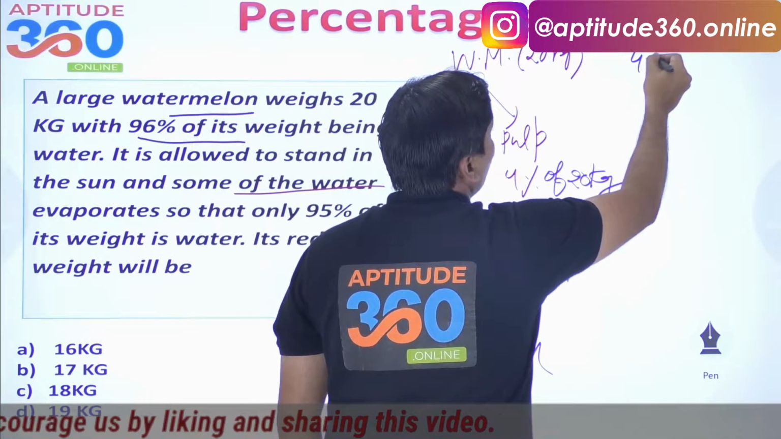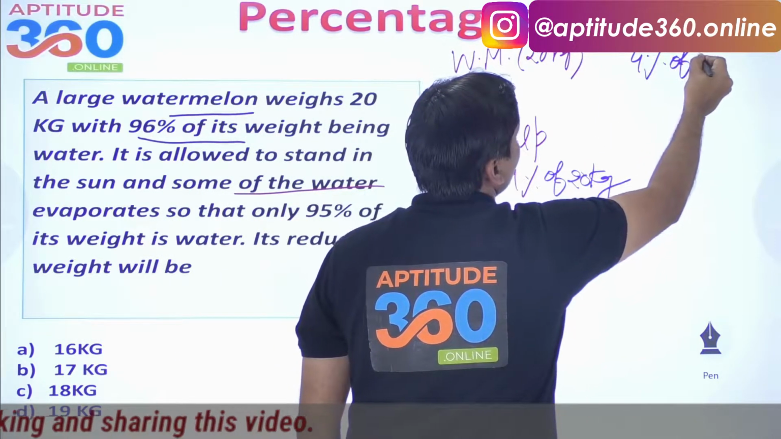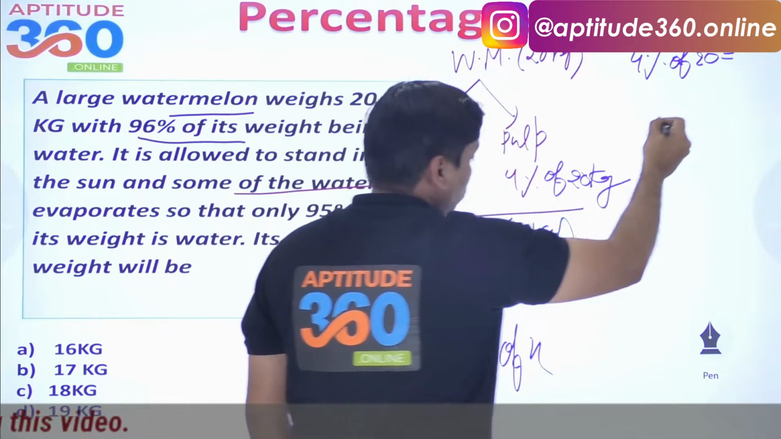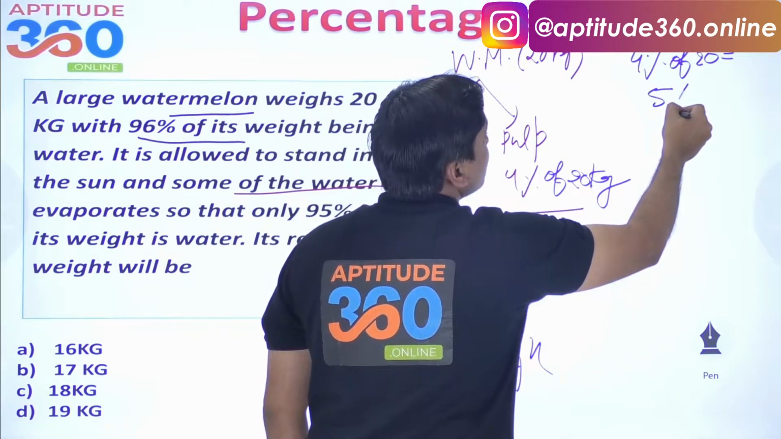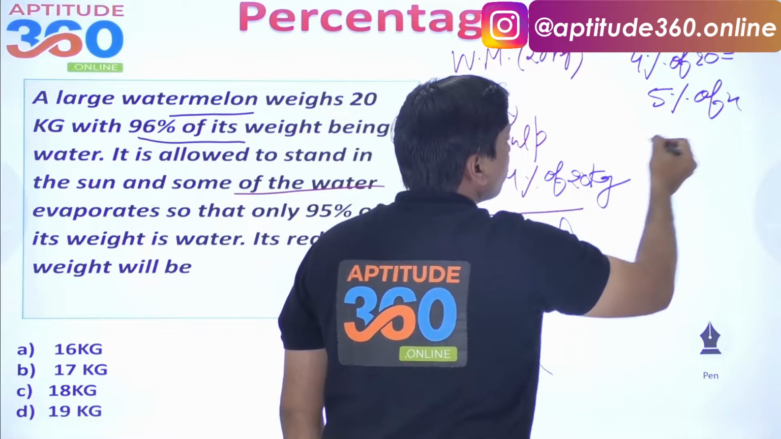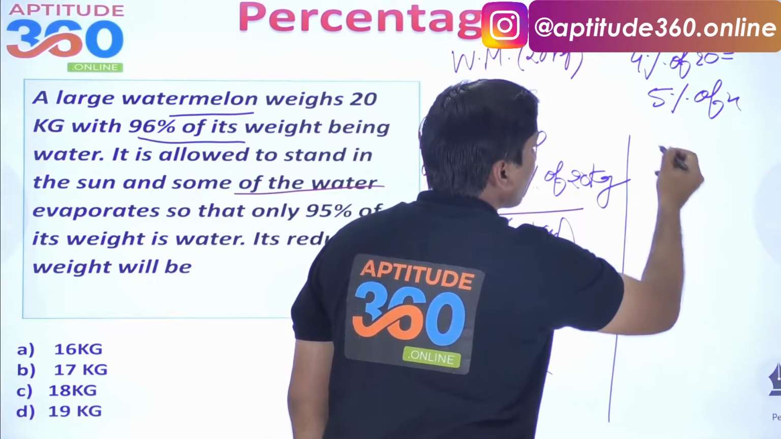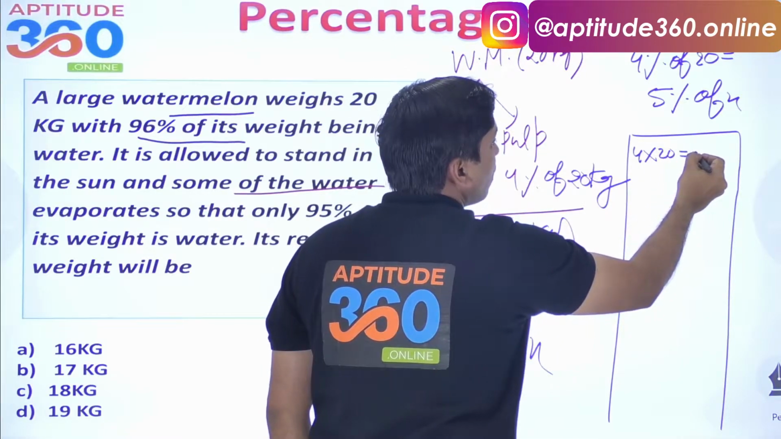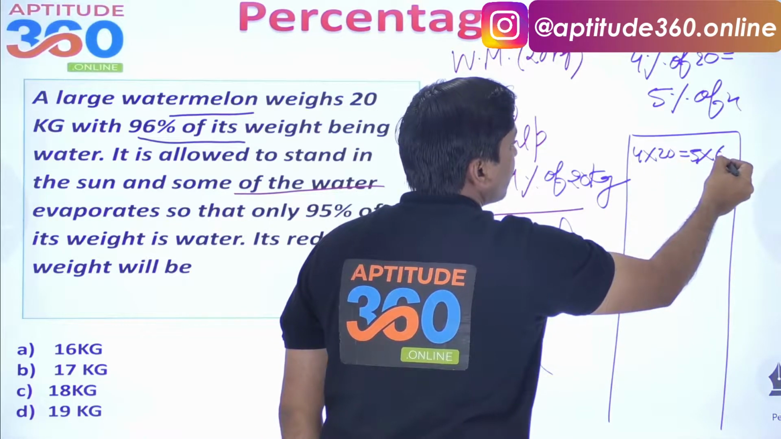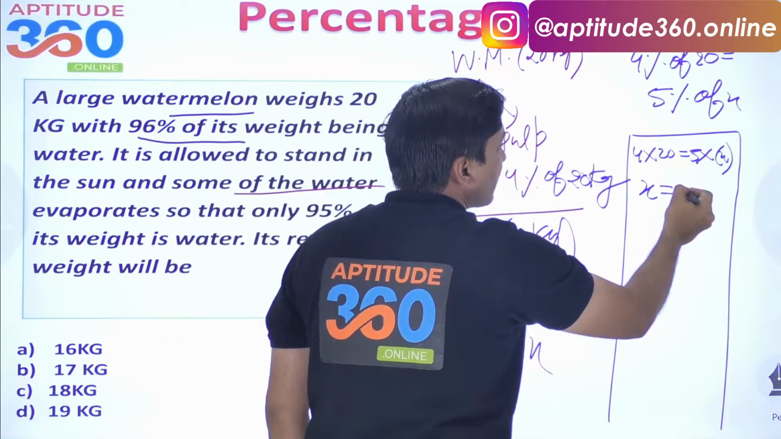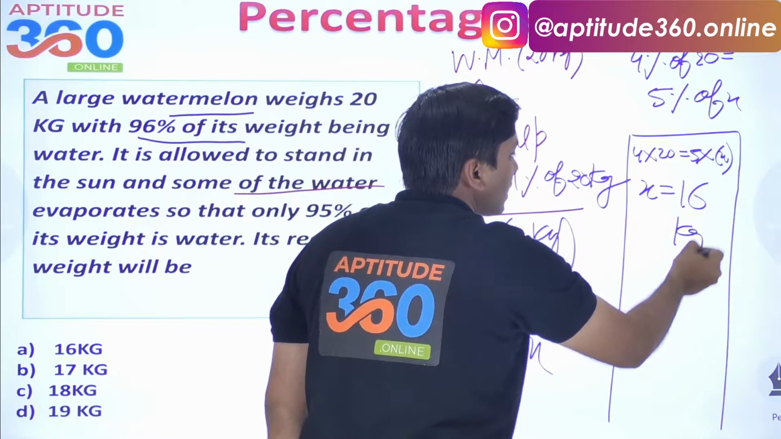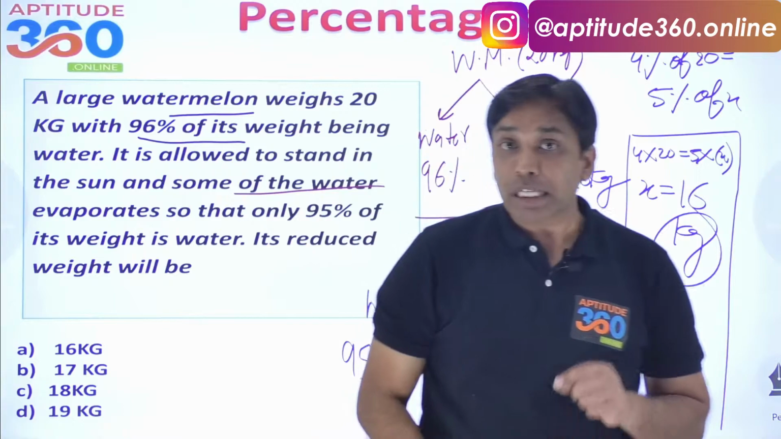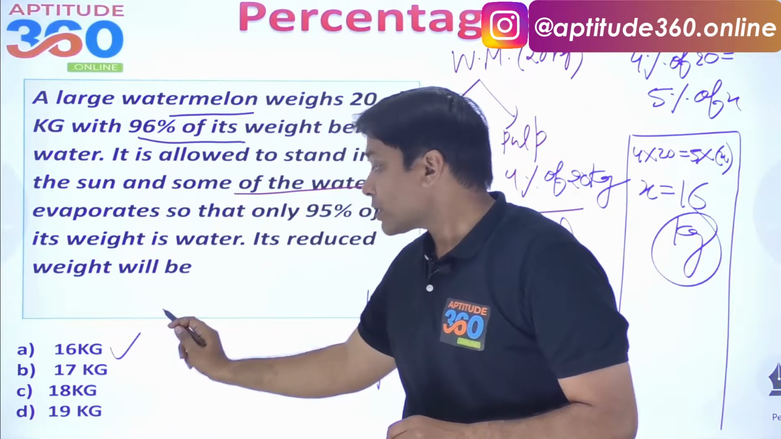So can I say that 4% of 20 is equal to 5% of x. अब आप इसको सिंप्लीफाई कर लो, बड़ा सिंपल सा प्रॉब्लम है ये. So can I say that this is 4 into 20 is equal to 5 into x, and if we simplify this, the value of x will come out as 16 kilogram, which is this answer.